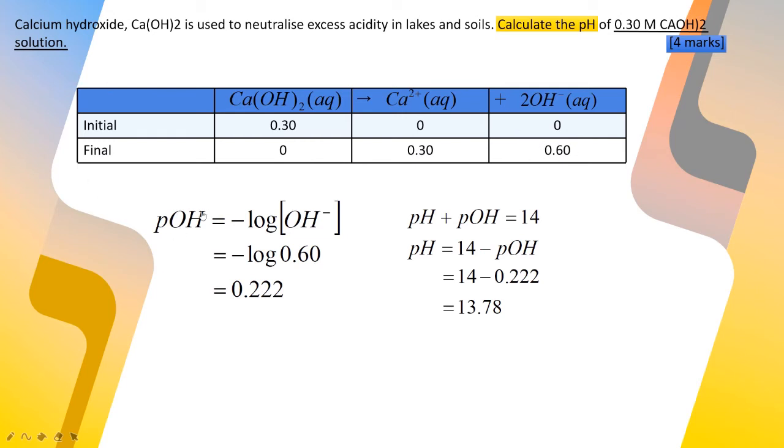Okay, now we will find the pOH using the formula negative log OH minus. Just substitute the value of OH minus, which is 0.60, and we will get 0.222. Then pH plus pOH is equal to 14, as we all know. So to find the pH, we do 14 minus pOH. The pOH value we found just now is 0.222. So 14 minus 0.222, we will get 13.78. So this will be the pH value.